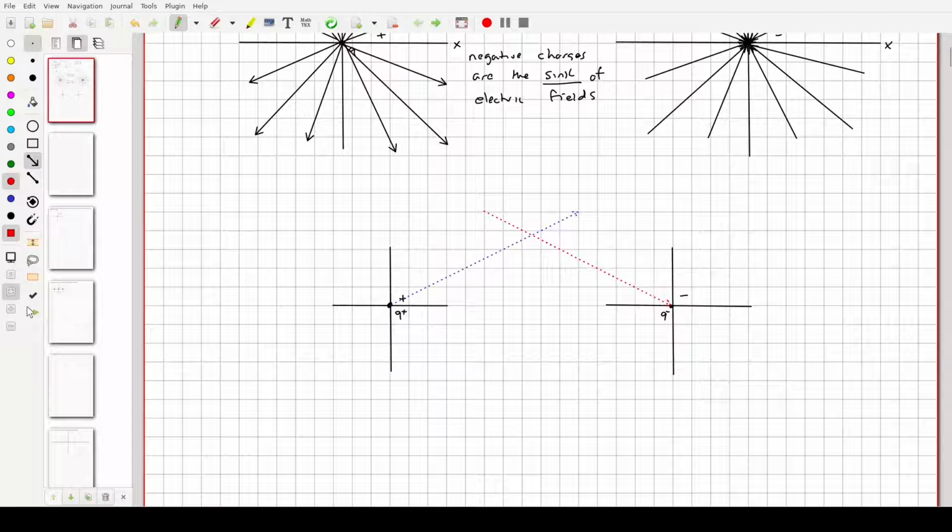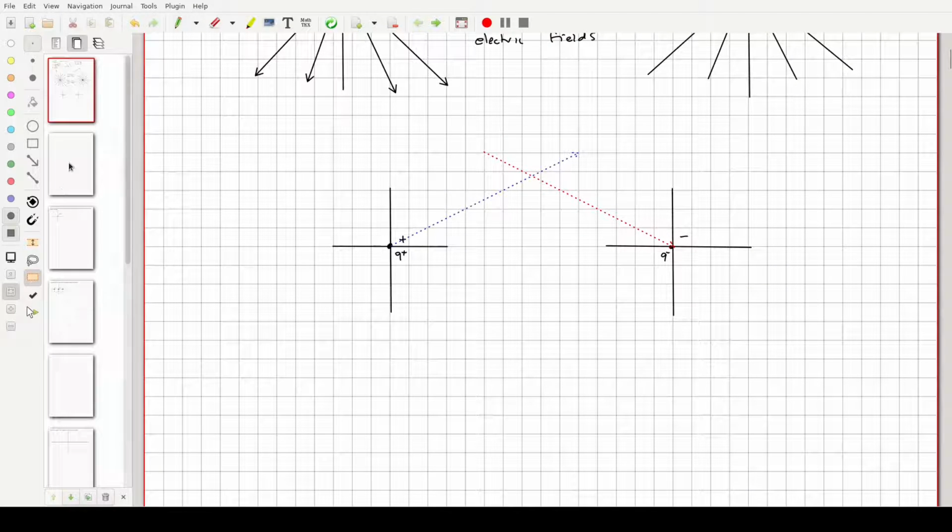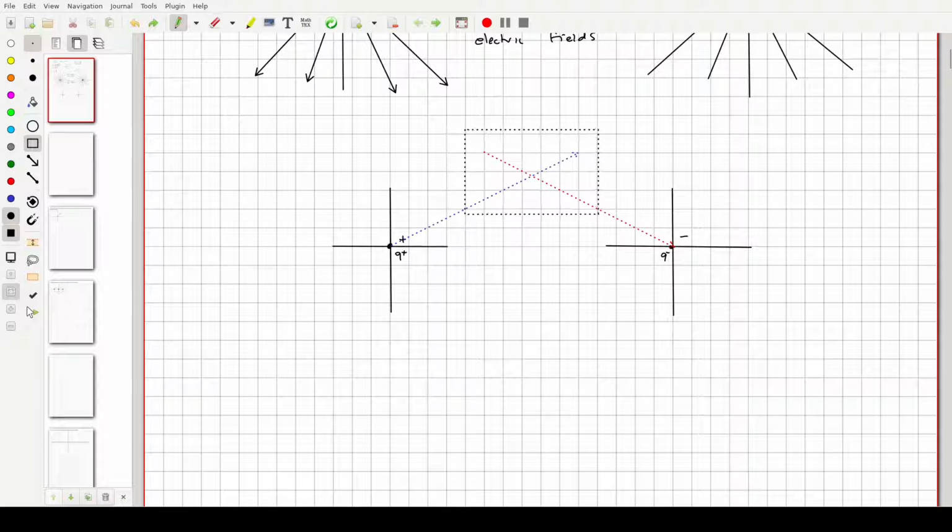So there's my negative right there going in. Now what I want to do is look right here. I want to see what's going on right there. Is it possible for me to copy and paste that? I don't think so. So let me just box this region. I want to blow this up and see what's going on there.